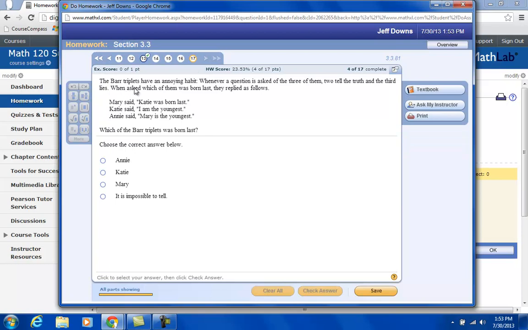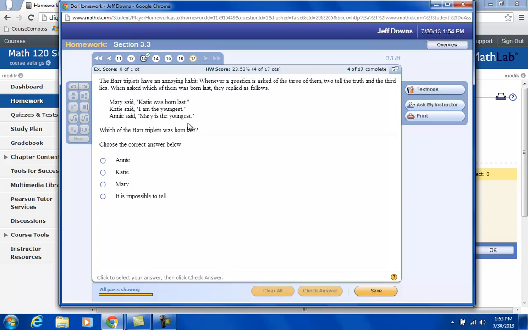Okay, let's see. The bar triplets have an annoying habit. Whenever a question is asked of the three of them, two tell the truth and the third lies. When asked which of them was born last, they replied as follows. Katie was born last. Katie says, I am the youngest. And Anne says, Mary is the youngest.